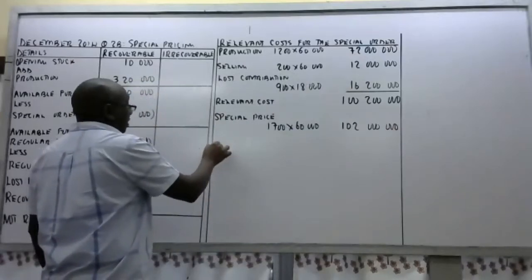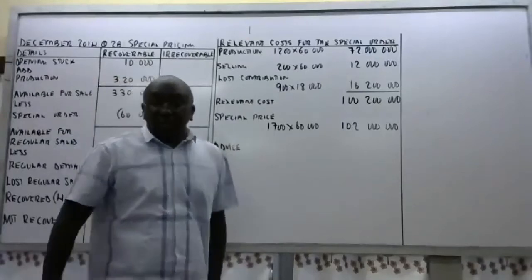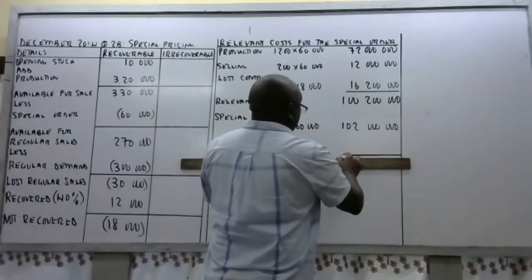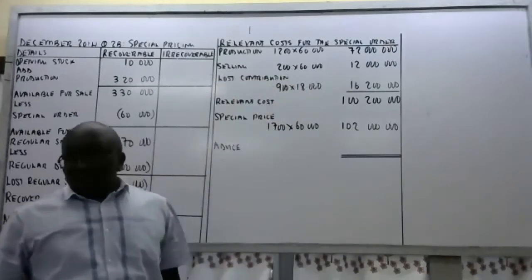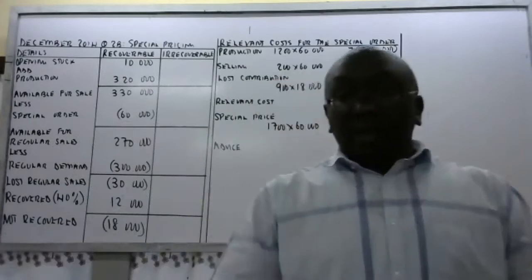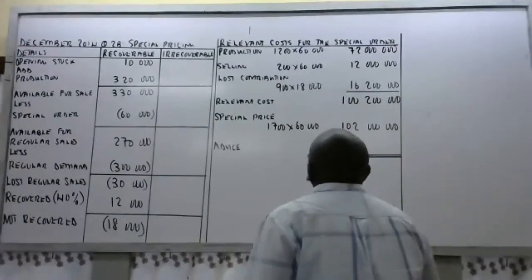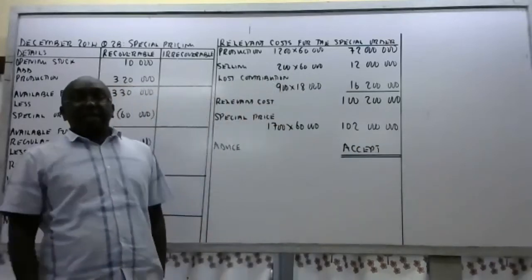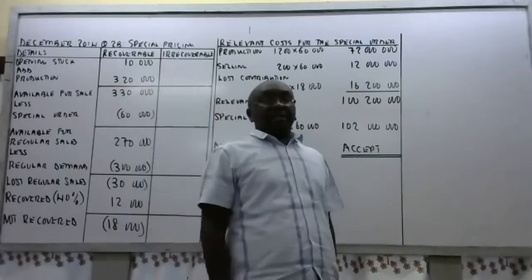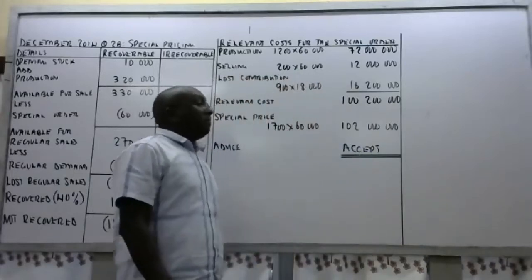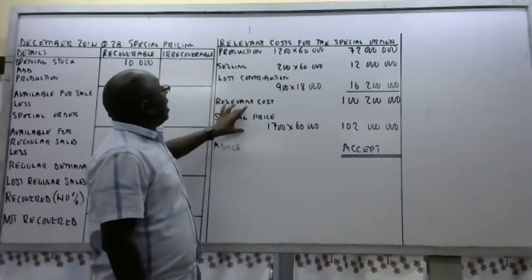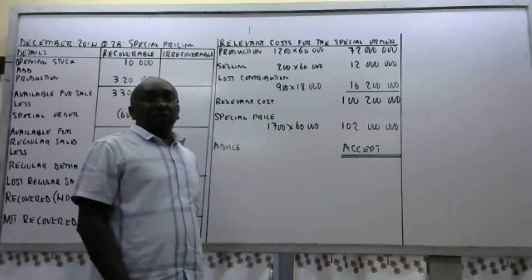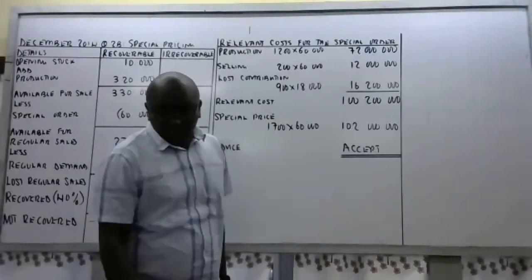So what is the advice that you will give? Are we going to tell them to reject the offer or to accept the offer? We should tell them to accept because they will get more than what they are incurring. So the advice is that they should accept. So that is about the special pricing decision. We simply compare the special price with the relevant cost. Relevant costs are the costs that will increase when you do something extra.